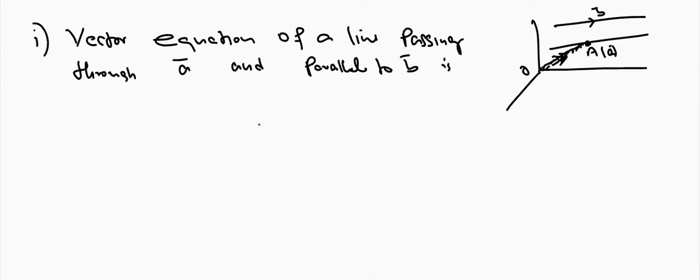The vector equation of a line passing through a point whose position vector is a vector and parallel to b vector is given by r vector equals a vector plus lambda b vector.